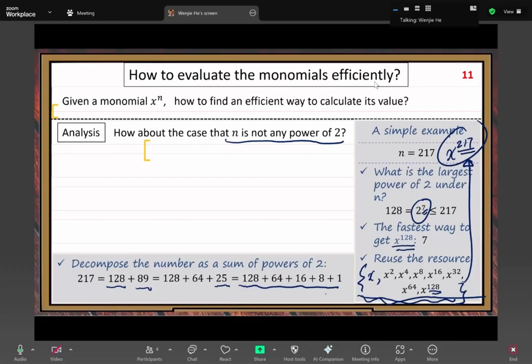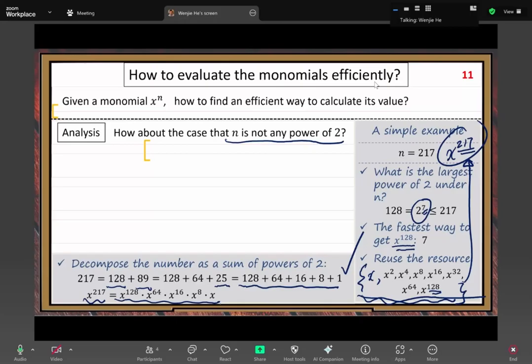After we get this decomposition expression, next we can write our destination expression as a product of our resource numbers. The first one, x to the 128th. Second, x to the 64th. Third, x to the 16th. Next, x to the 8th, and x.